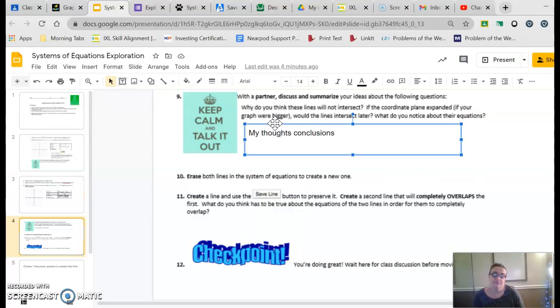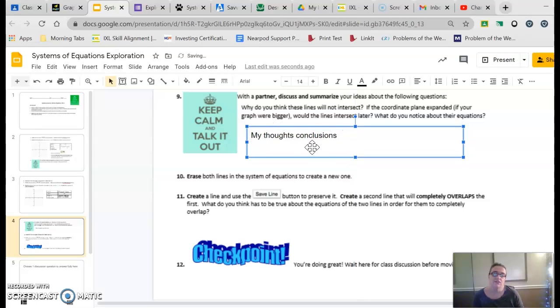Then there's a follow-up, right? And so just right here, put in your thoughts and conclusions from the second picture. Why do you think these lines won't intersect? If I made my coordinate plane really big, would I find a place that they did intersect? Why or why not? And then step 11, I need to create a third set of lines. Step 11 doesn't make me draw a picture because it would be a very boring picture, but it is a third set. I'm going to create a set of lines that completely overlap each other. They lie right on top of each other. Okay? And then what do you think has to be true about these equations? Go ahead and fill in that question too.